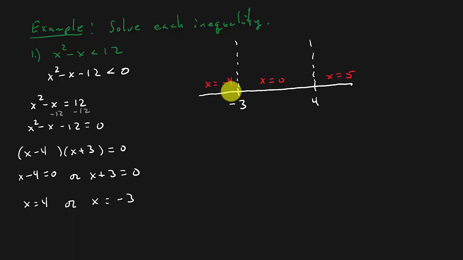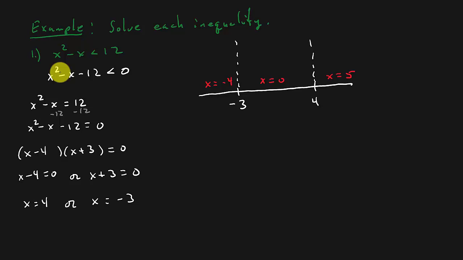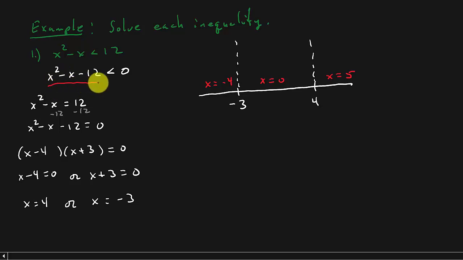All right. Now, what we want to do is take the negative 4, the 0, and the 5, and plug it into here and see what we get. Now, let me make this easier on you. Do you agree that this right here is the same as this? Those are the same thing. It's just this one isn't factored, this one is. That's the difference. Okay?